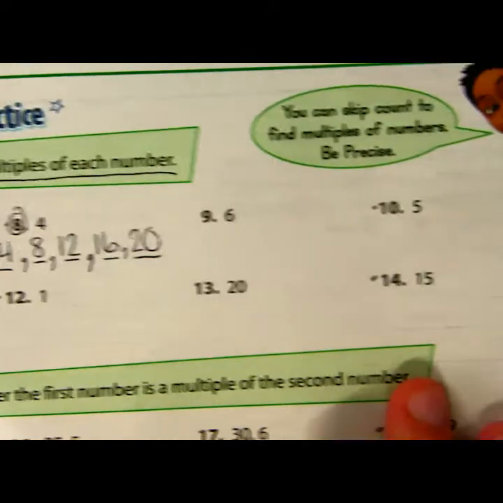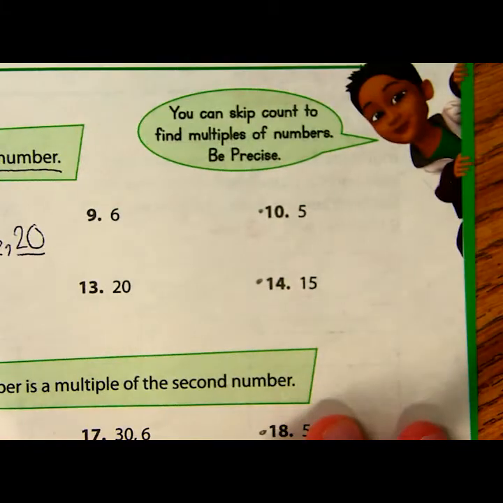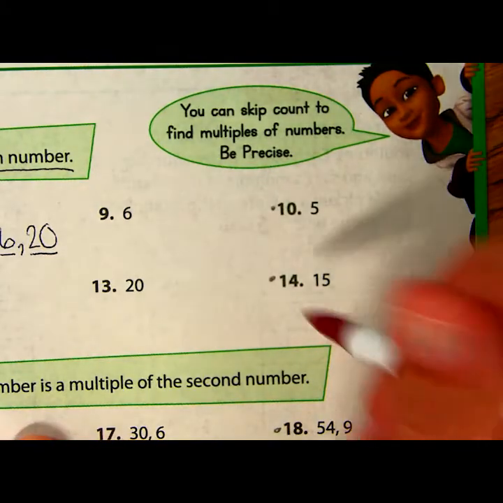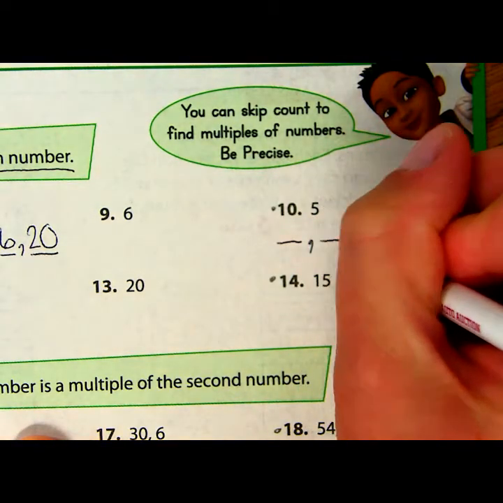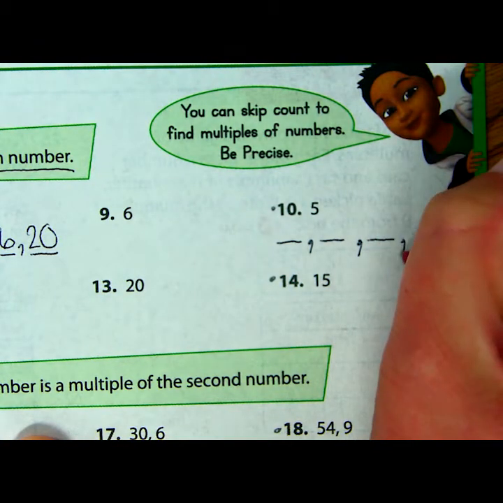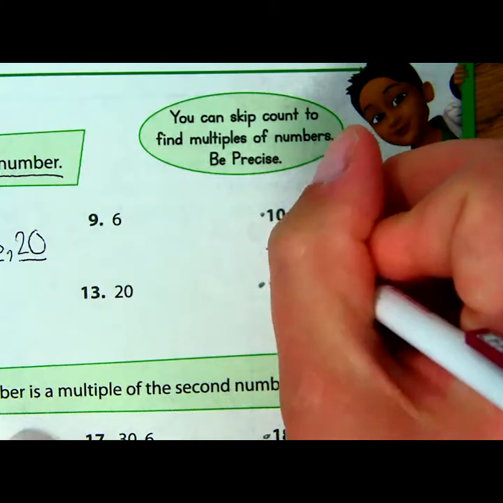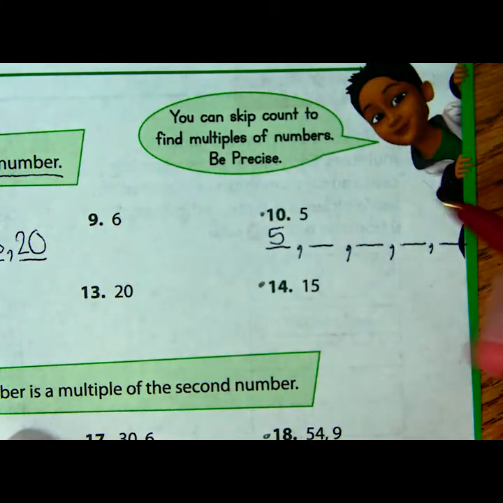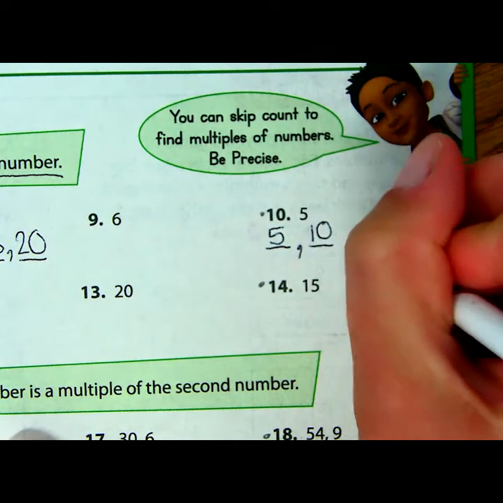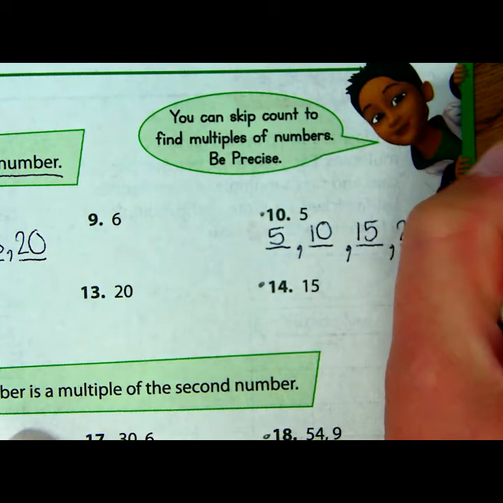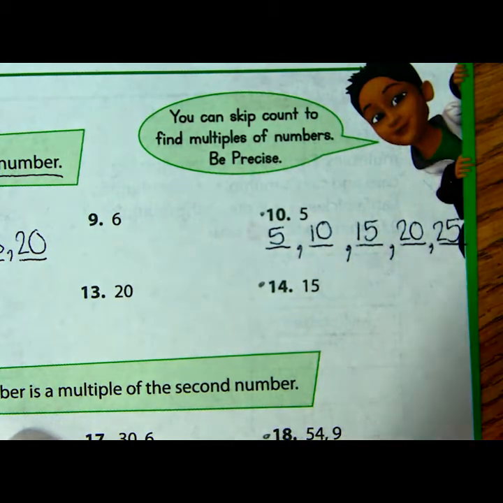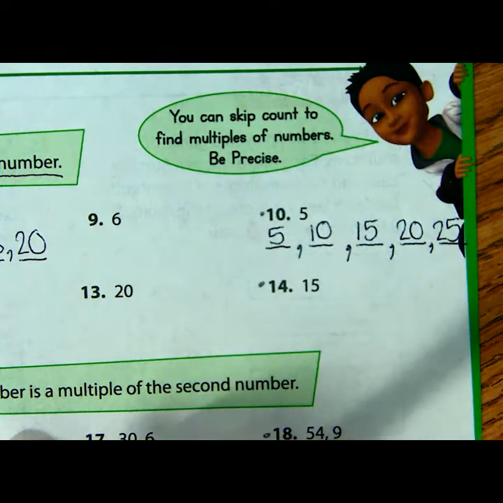Let's move on to number 10. Multiples of 5. We need to list the next 1, 2, 3, 4, and 5 multiples. Well, skip counting by 5s is pretty easy, right? 5, 10, 15, 20, and 25. You've identified the next 5 multiples of the number 5.